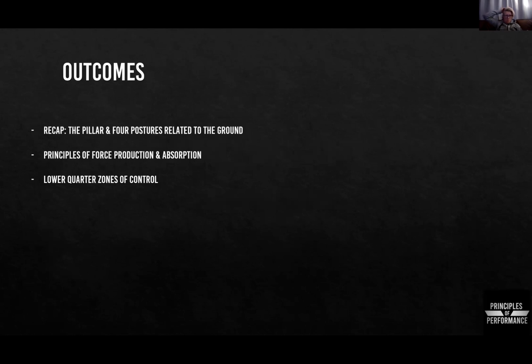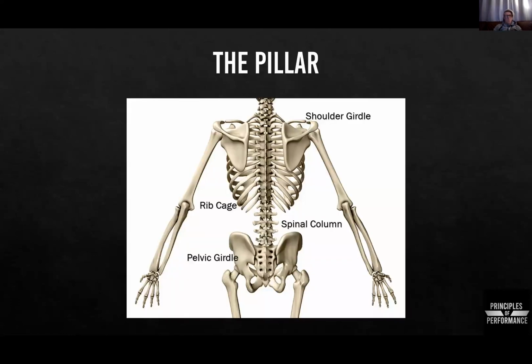So the outcomes for tonight, we're going to be recapping the pillar and 4 postures related to the ground, and then principles of force production and absorption as we talk about how that force is navigated throughout the lower quarter zones of control. So we move in and let's do our quick recap here.